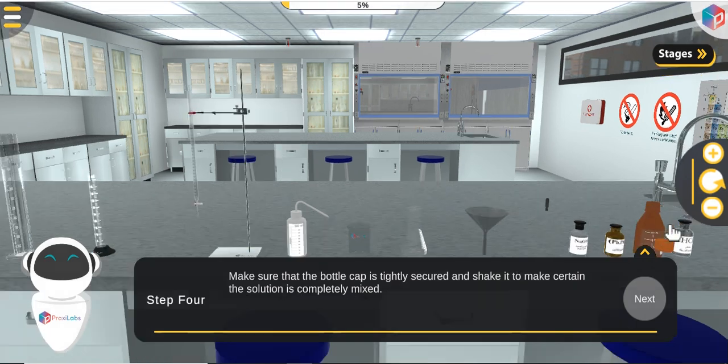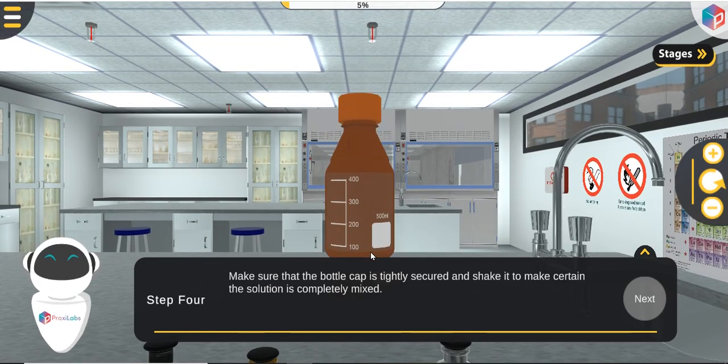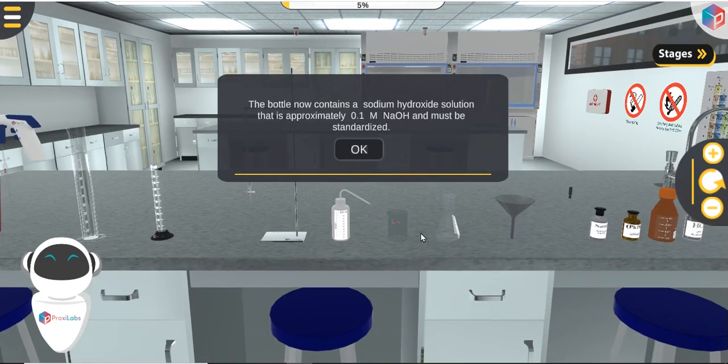Where's the bottle? Then I have to shake the bottle to make sure it's tightly closed. The bottle now contains sodium hydroxide of approximately 0.1 mole, and must be standardized. This is a standard solution of sodium hydroxide.